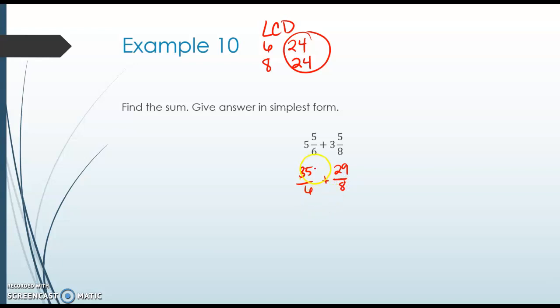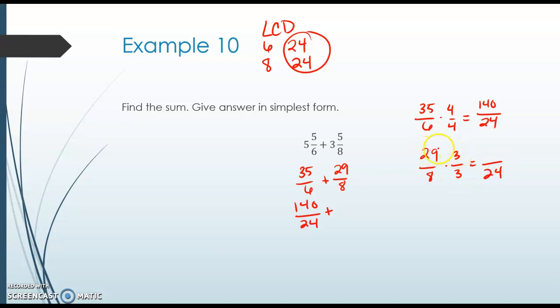All right, so now I got to make them into like denominators. So I'm going to take 35/6, and I'm going to take that numerator and denominator times 4. So that I end up with 35 times 4 is 140, and 6 times 4 is 24. So I have 140 over 24, and I know these are some pretty big numbers. And then I'm going to do 29/8 times 3, because 8 times 3 is 24, so that's going to give me my 24ths. And 29 times 3 is 87. So we have 87/24.